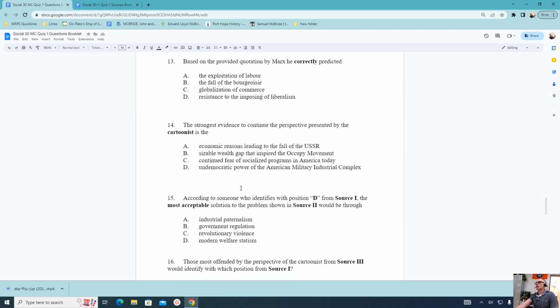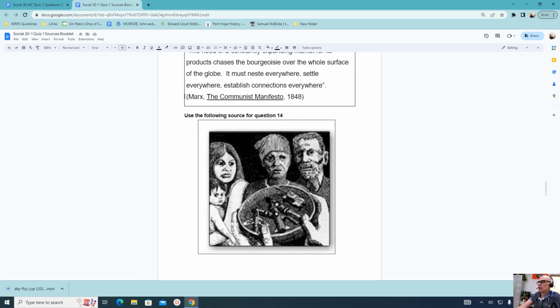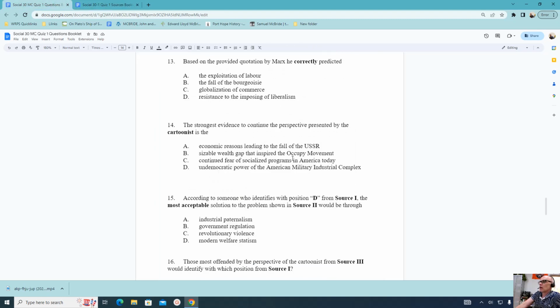C. The strongest evidence to continue the perspective presented by the cartoonist is, what's the perspective? Guns over butter. People are suffering. Undemocratic power of the MIC, the military-industrial complex. Could see that. Or the economic reasons leading to the fall of the Soviet Union.